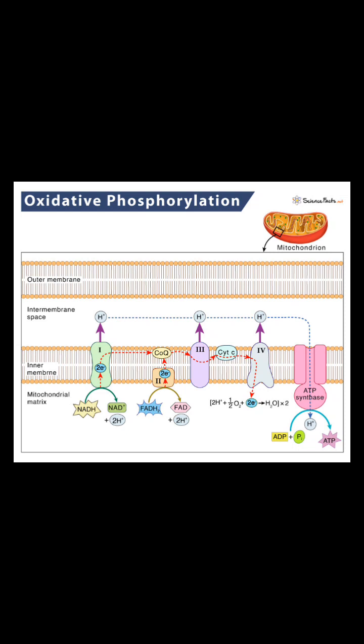Each protein likes each electron more than the one before it, so the electrons keep getting passed down the chain. At the end of the chain is oxygen, the ultimate electron acceptor. The oxygen takes 2 electrons and 2 hydrogen ions from the mitochondria and turns them into water.